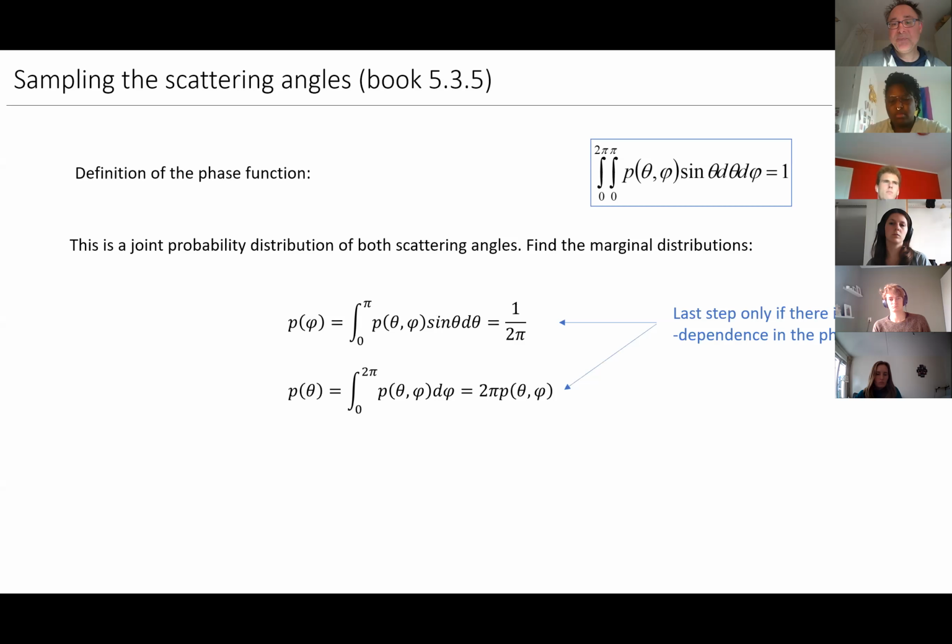To obtain the marginal distribution, we have to integrate over the other variables, so we can do that for theta. When there is no functional dependence, the result will simply be that the PDF of phi is 1 over 2 pi. That also means that whatever the expression for p of theta and phi is, if there is no phi dependence, then the isolated marginal distribution for p of theta will be the same factor 2 pi times the original way of writing it.